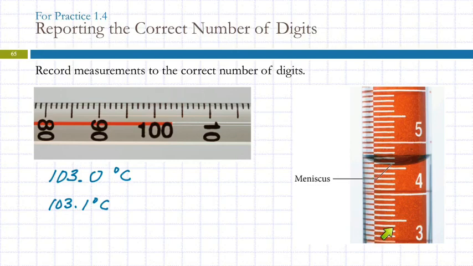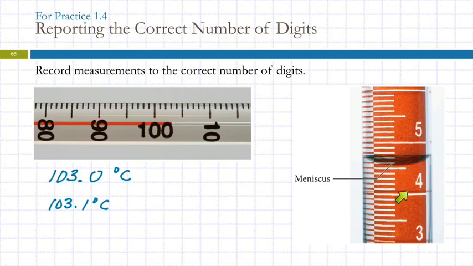Glassware like this is designed to be read to the bottom of the meniscus. So there's this dark thing here, the curve of the surface. We're going to read the bottom of that. So we look at this graduated cylinder, and these are milliliters. There's 3 and 4 and 5 milliliters. So each of these lines represents 1/10 of a milliliter, 0.1.